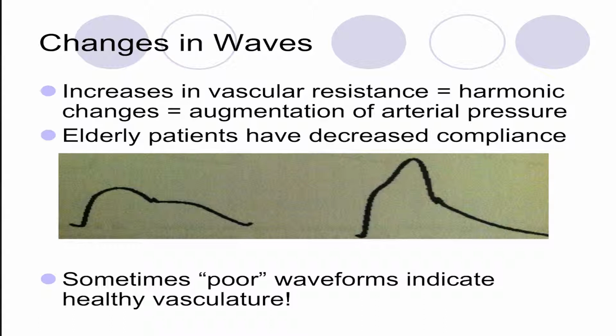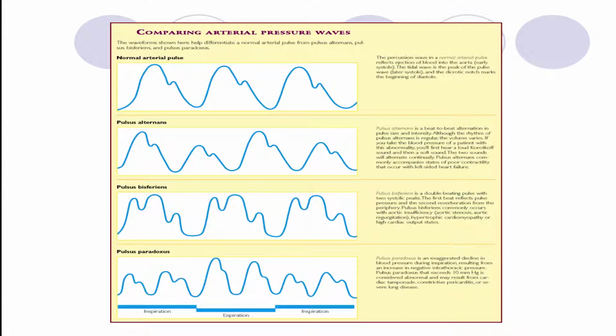In our little old greenies with an A-line that are 90, you have stiff vessels, so you get high peaks on them. And we go, oh, that's a great waveform. It's also a really bad vessel. So sometimes poor waveforms just mean healthy veins and arteries.